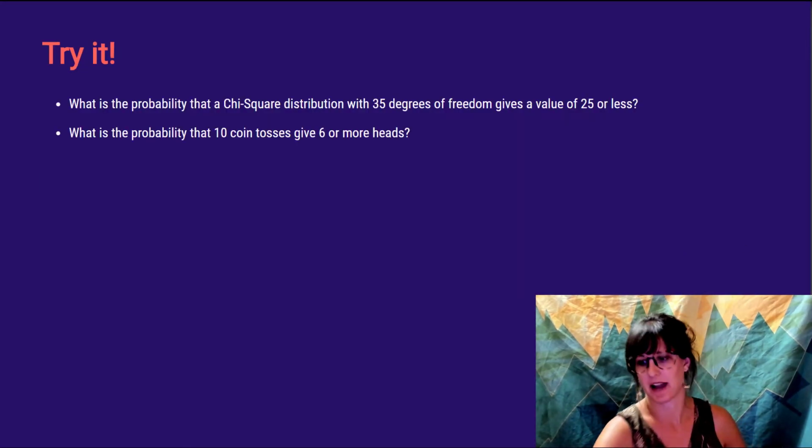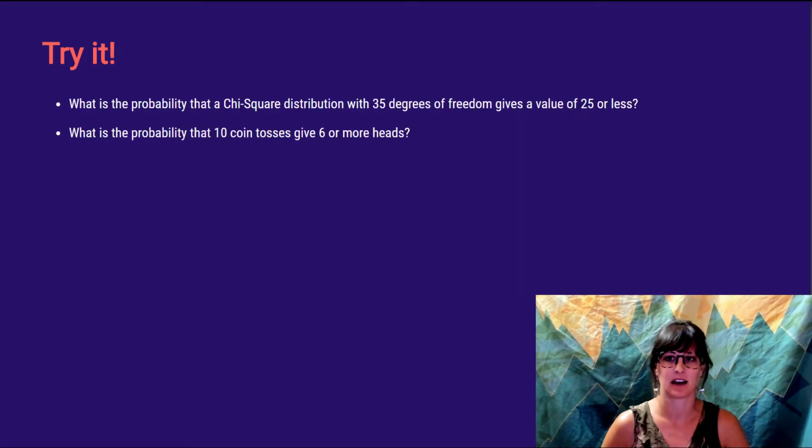So let's do a little practice here. I've been talking for a while. I want you to try to answer these questions using the functions that you've just learned. What is the probability that a chi-square distribution with 35 degrees of freedom gives a value of 25 or less? You may not totally know what those mean, but see if you can match those pieces to the function. And what is the probability that 10 coin tosses of a fair coin give 6 or more heads? Take a second, try these. Don't sink too much time into it, but please do type into your R console and try these things out.